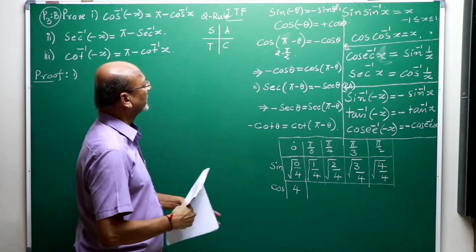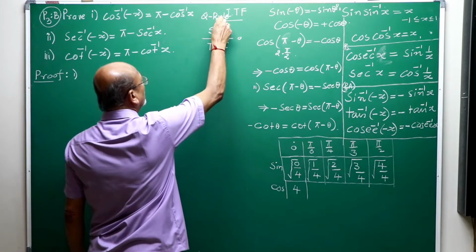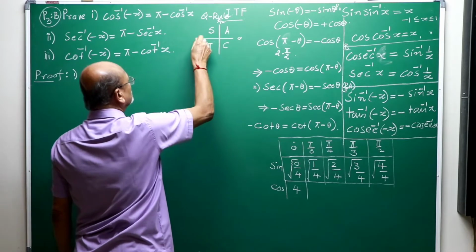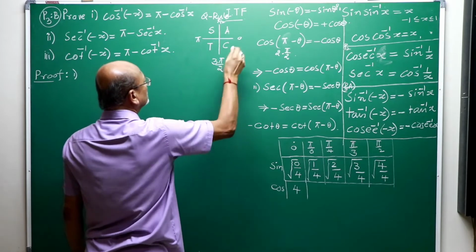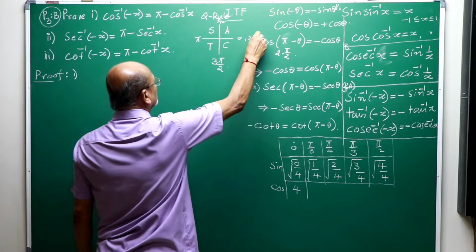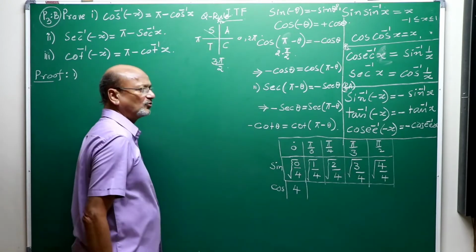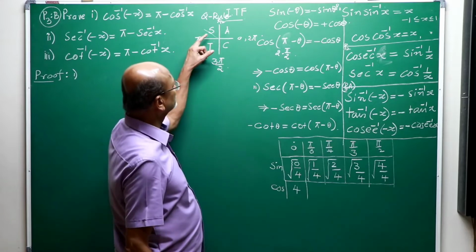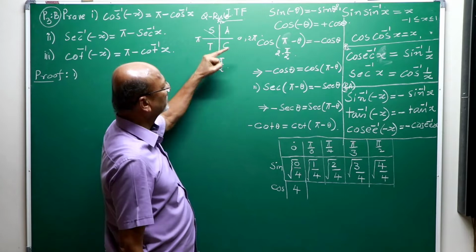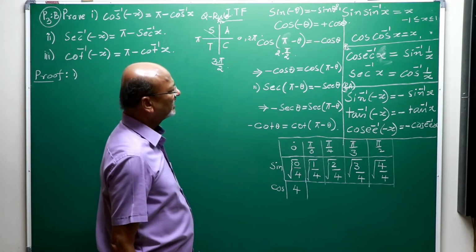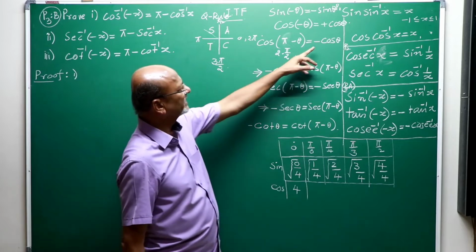Pi minus theta. Yes, my friend. This is 0. This is pi by 2. This is pi. This is 3 pi by 2. And this is 2 pi. See, pi minus theta means the angle is in the second quadrant. In the second quadrant, sine is positive, cosec is positive. The rest, cos, tan, cot, sec, they are all negative.